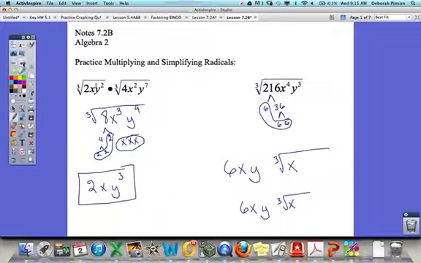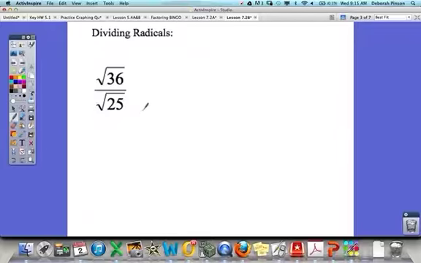Okay, so let's look at a little bit of division then. Now, with division, same as multiplication, you have two choices in order. You could go ahead and divide. Now here, I can't divide. Or you could take the square root first. So 6 over 5. Okay, I'm pretty much done.